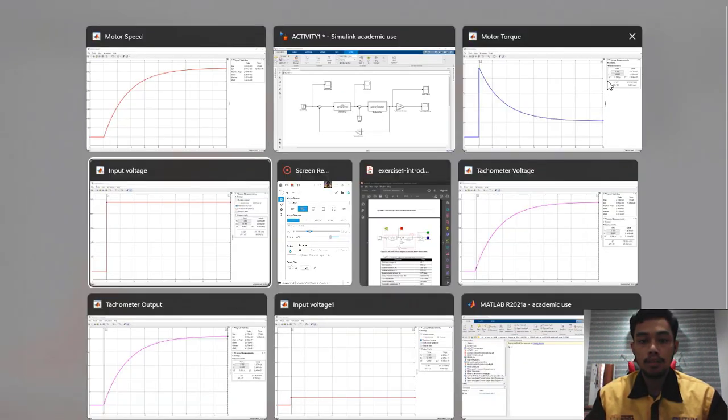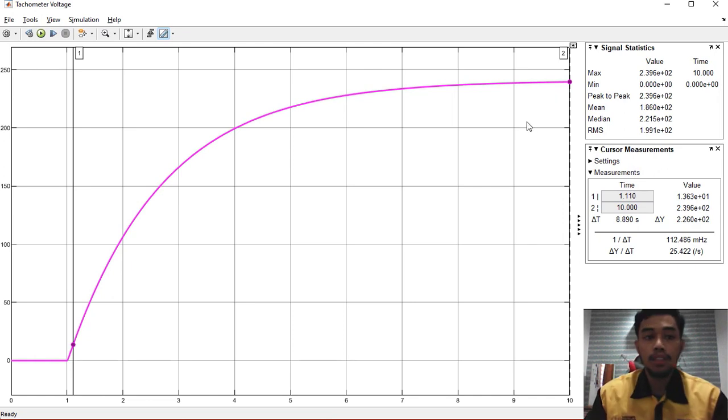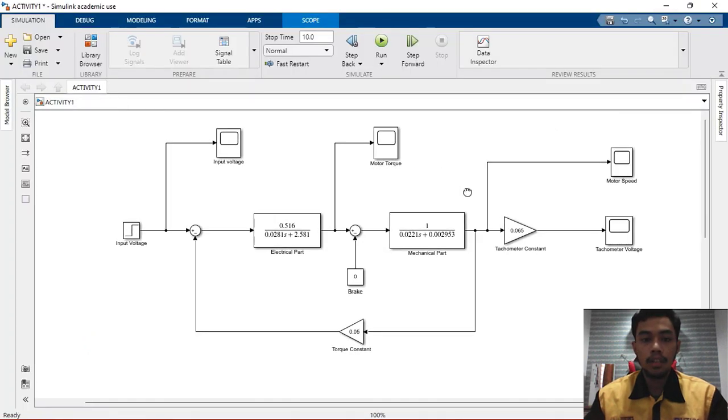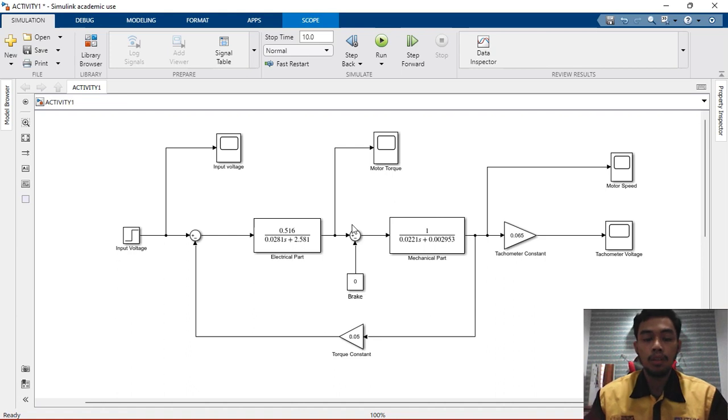And then for the last part, the tachometer voltage, it can be observed that it also gradually increases until it reaches the maximum point here, which is at t equals 10 seconds. The value of the tachometer voltage is 239.6 volts. That's all for block diagram number 1, where we set the input voltage to 240 and nothing changes in the block diagram, and we observe the input voltage, motor torque, motor speed, and also the tachometer voltage output waveform.